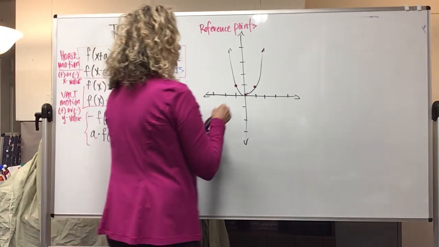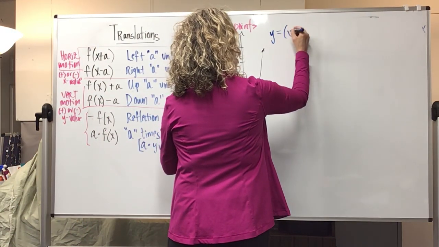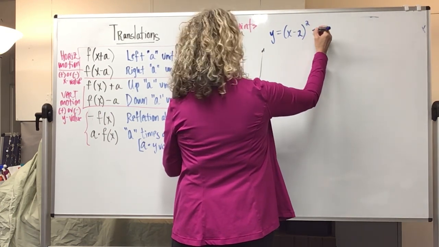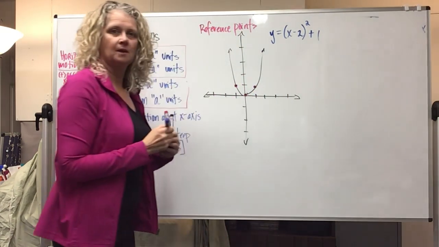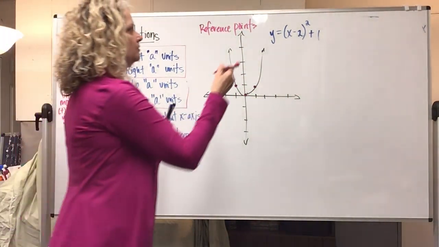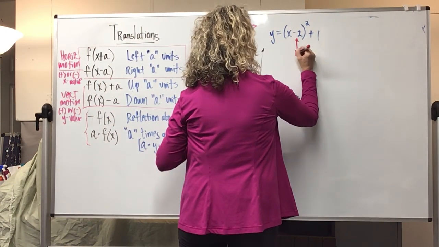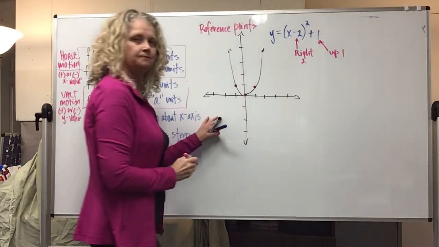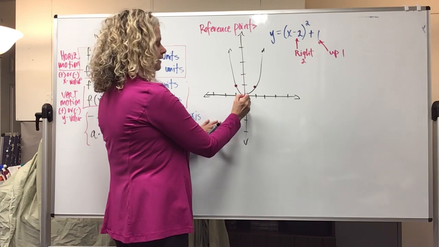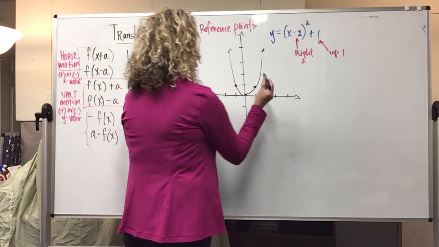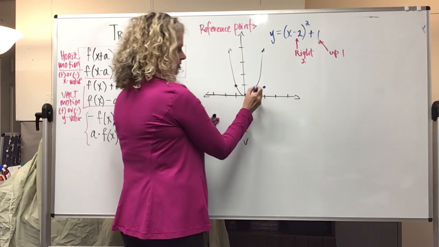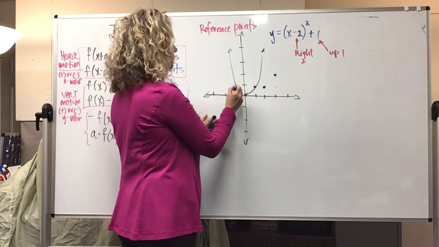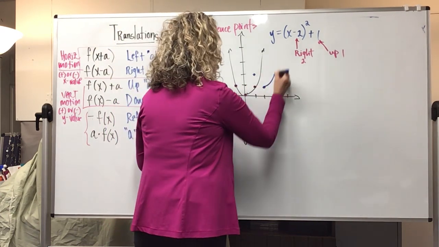So if I gave you the function, let's do this one. Looking at this, you are going to move each point right 2 and up 1. So you're going to take this reference point and you're going to go right 2 and up 1. You're going to take the next point, right 2, up 1. And you're going to take the last point, right 2, up 1. And then we're going to draw the shape.